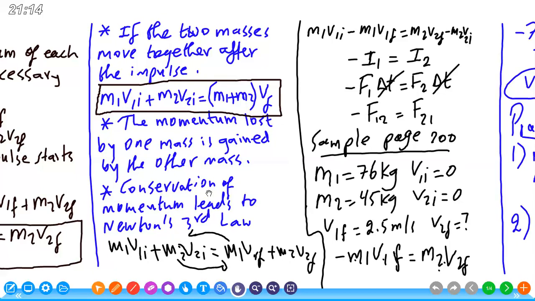So let's see how conservation of momentum leads to Newton's third law. Conservation of momentum, which is here, M1 V1 initial plus M2 V2 initial equal M1 V1 final plus M2 V2 final. Let me take M1 V1 final to the side of M1 V1 initial and take M2 V2 initial to the side of M2 V2 final. What I will get here: M1 V1 initial minus M1 V1 final is equal to M2 V2 final minus M2 V2 initial.